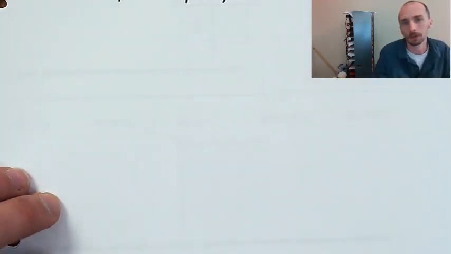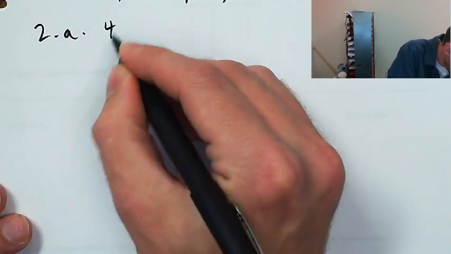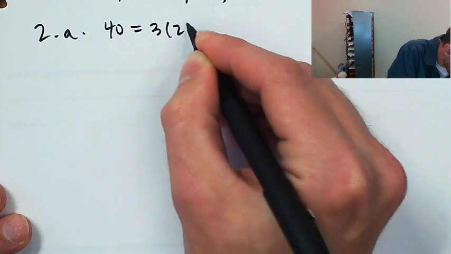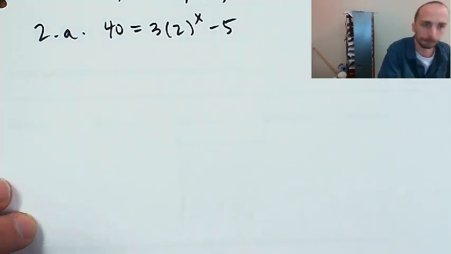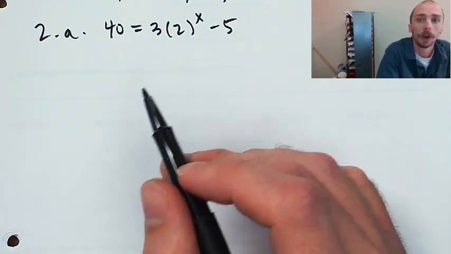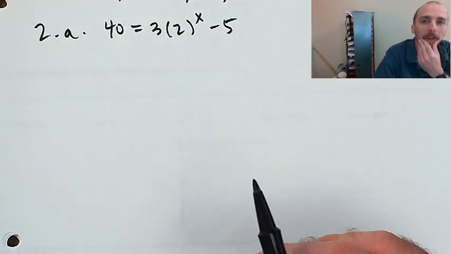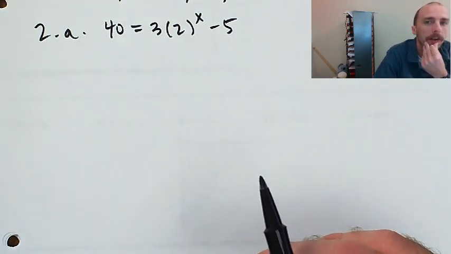Okay, so for number 2, we're going to solve an exponential equation by taking the log of both sides. Maybe it's natural, maybe it's not. So 2a, 40 equals 3 times 2 to the x minus 5. Okay. And it wants an exact value, which hopefully at a certain point you'll come to appreciate, the ones that ask for an exact value actually take you less time.